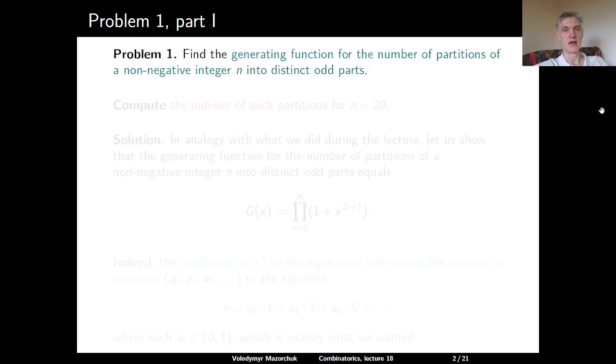Problem 1. Find the generating function for the number of partitions of a non-negative integer n into distinct odd parts. Compute the number of such partitions for n equal to 20.